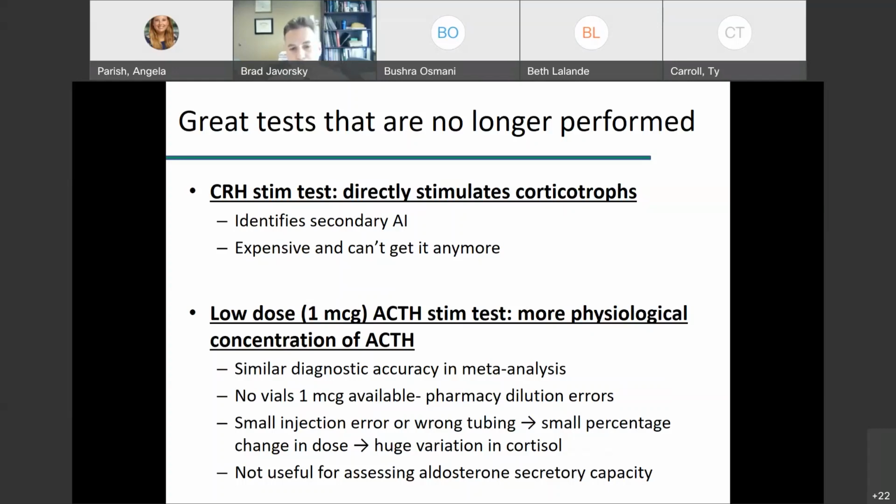The low dose or 1 microgram ACTH stimulation test was thought to be a more physiological way to stimulate the adrenal glands. It's a lower dose of ACTH than the standard higher dose ACTH stimulation test. But this also is not done very much at all for a number of different reasons. First of all, in meta-analyses, the diagnostic accuracy was found to be similar. There are no vials of 1 microgram ACTH available, so the pharmacy has to dilute it. Very small errors in dilution, or using the wrong tubing where it binds to the tubing, can result in a pretty large overall percentage change in the dose. That change in dose can result in huge variations in cortisol results. And finally, it's not useful for assessing the aldosterone secretory capacity. So it's just not a test that is done very often anymore.